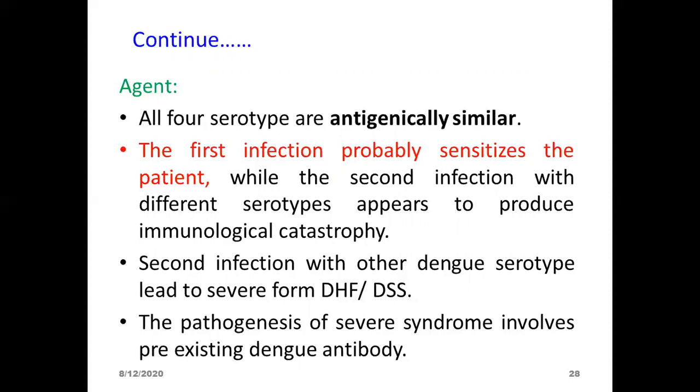Means in dengue disease, there is a double infection, or two serotypes are infecting the person and producing the disease. The first infection probably sensitizes the patient, while the second infection with a second serotype appears to produce immunological catastrophe. Why? Because the second infection with another dengue serotype leads to complications, a severe form of dengue hemorrhagic fever or dengue shock syndrome. So the pathogenesis of severe syndrome involves pre-existing dengue antibody.